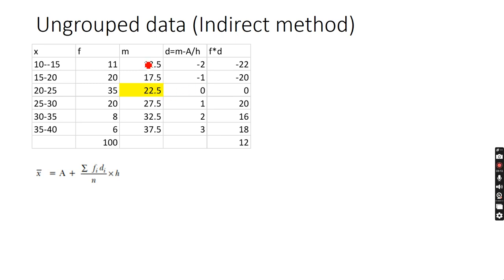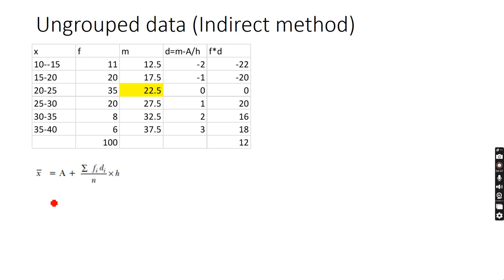Just to recap, first I find the mid value of the class interval. So for 15 to 20, the mid value is 17.5. Now I find d, which is the deviation, m minus a. So for the second observation, 17.5 minus a, which is the assumed mean, is minus 5 divided by 5, that is minus 1. So once I calculate d, I find f product d, that is f into d, and I take a sum total of fd, which is 12.